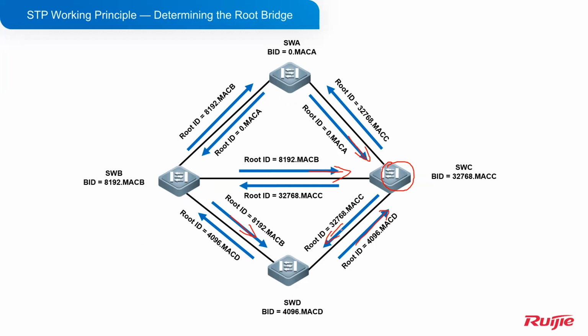While after receiving these BPDUs, let's see them one by one. SWB received the BPDU from SWA and finds it has a lower priority value. So SWB will think, okay, SWA is the root bridge. SWC is the same: it can receive the BPDU from SWA, so SWC knows SWA is the root. But SWA cannot receive any CBPDUs that have a lower priority value, right? So SWA is the root bridge.